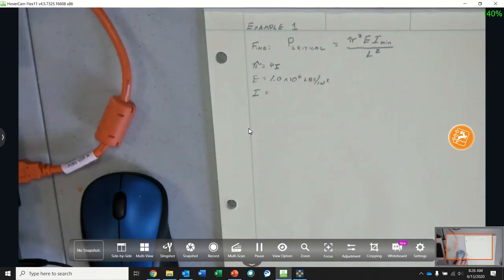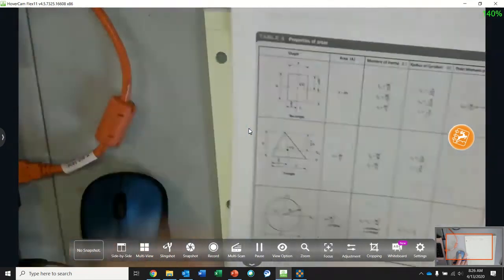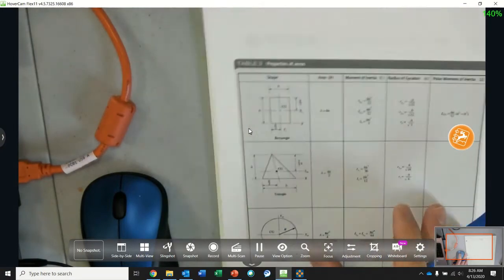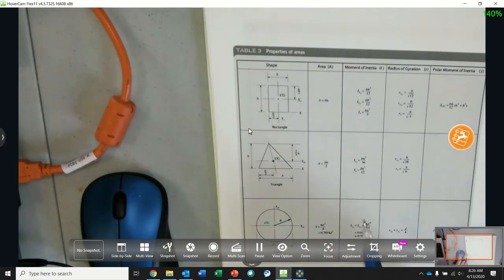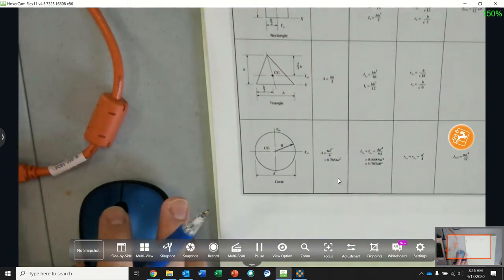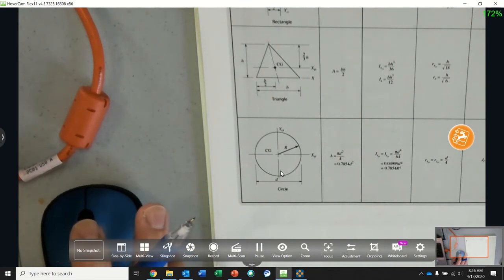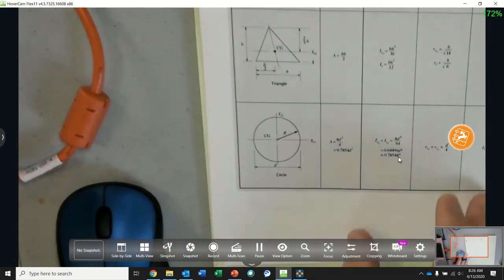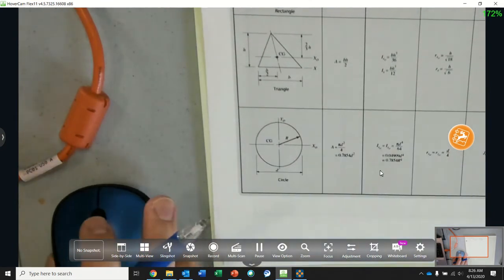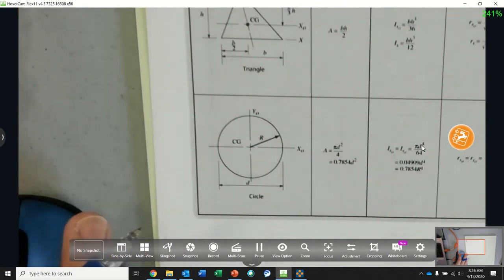All right, moment of inertia. Remember these tables, circles and stuff? If I look here, here's moment of inertia. It is a solid circle, assuming it's a solid pole. The moment of inertia around the x-axis and the y-axis is the same because it's symmetrical. So that equals pi d to the 4th, diameter to the 4th, over 64.